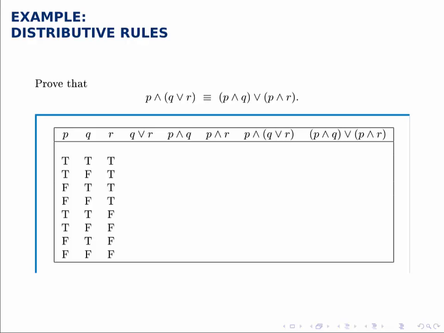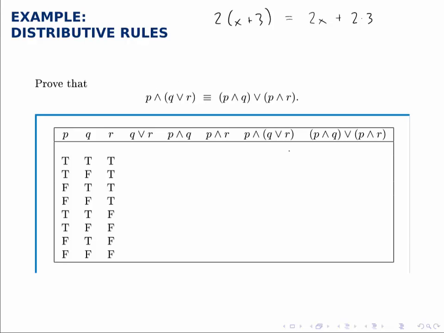Prove that these two statements are equivalent. This is an example of what's called a distributive rule. And if you think back to algebra, we talked about distributing things, where, for instance, if we had something like this, we could distribute this multiplication across addition by multiplying 2 times x and then adding that to 2 times 3.